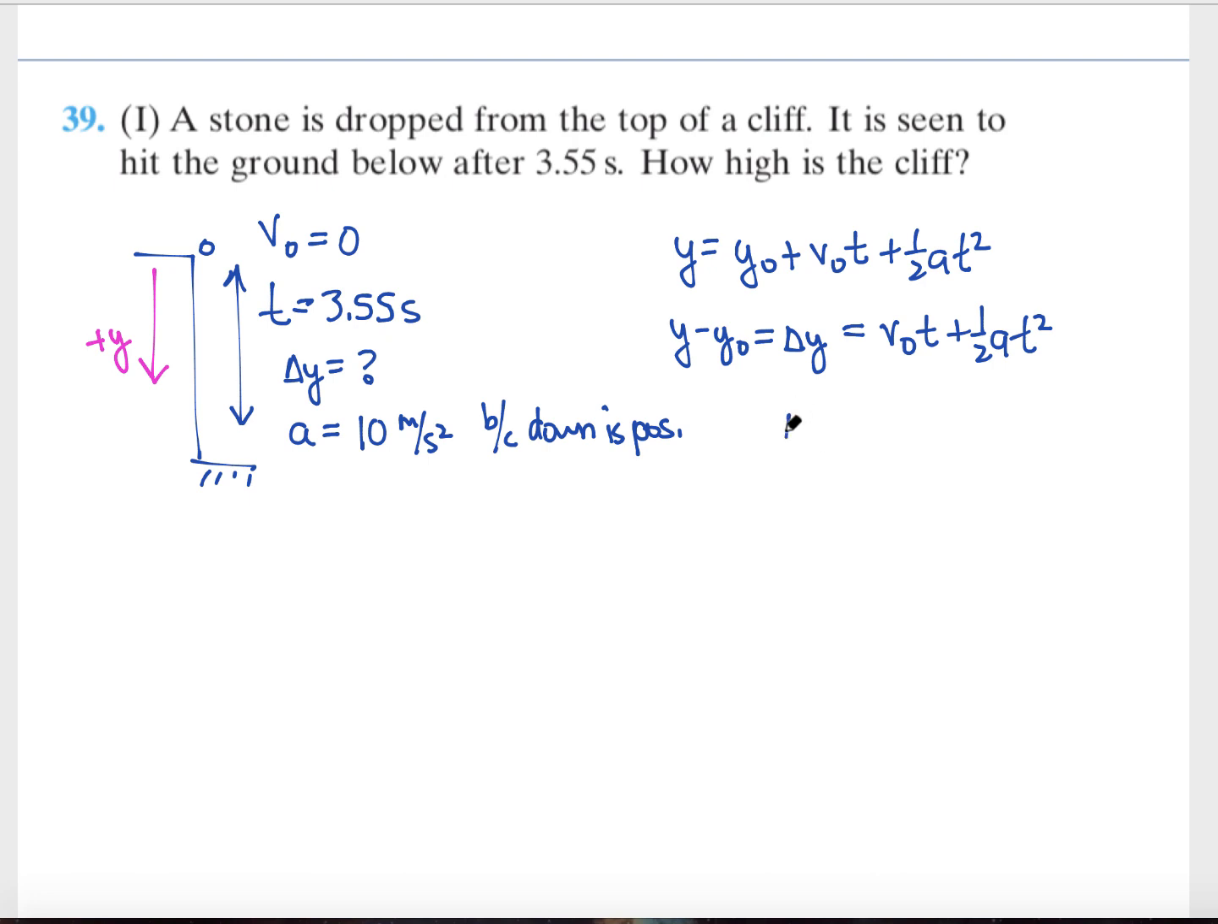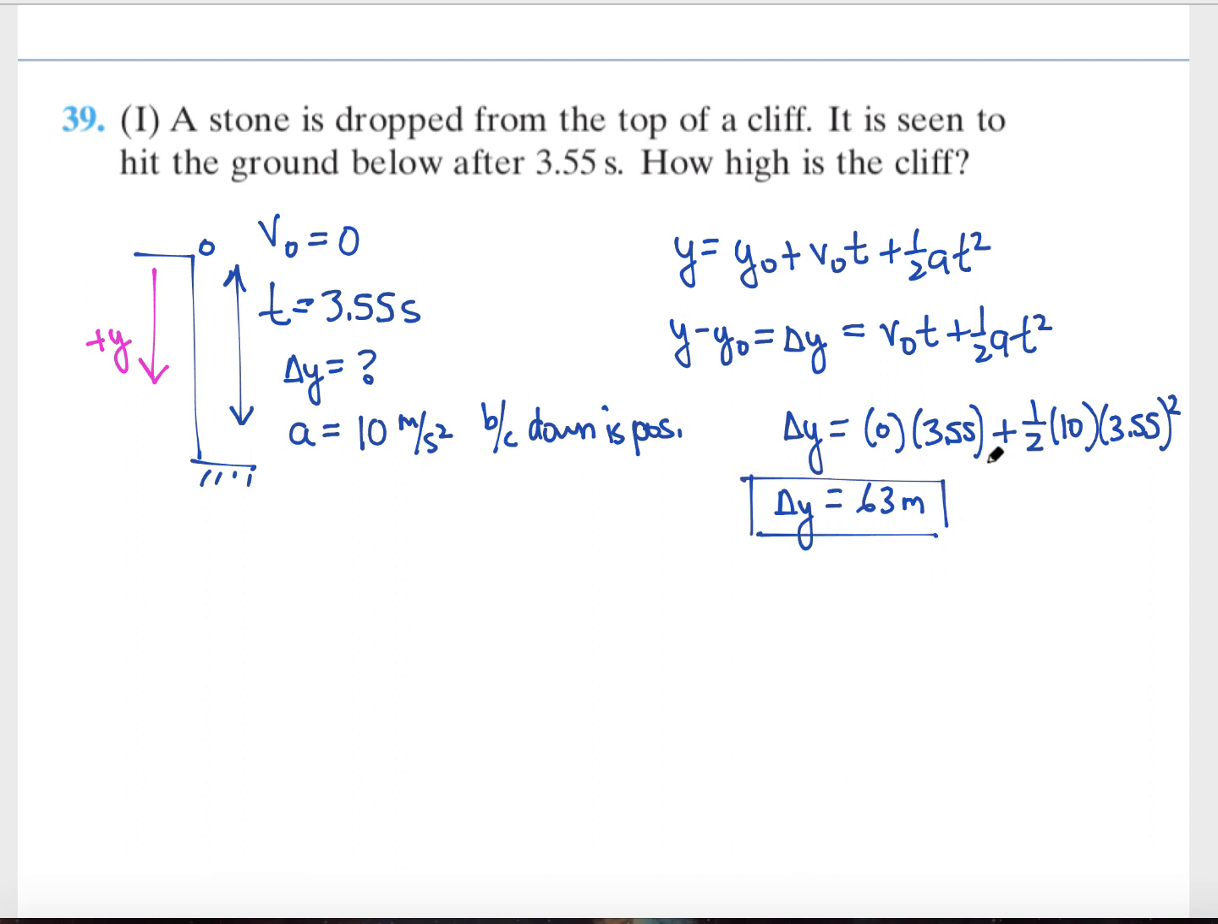So now I can just substitute in my values. So v naught is 0. That's nice. Our time was 3.55. Doesn't matter because that's 0. Plus 1/2 times my 10 that I'm using times my 3.55 seconds squared gives me a height of approximately 63 meters. Now, if you use 9.8, you're going to get something slightly different, and the book may say something slightly different. And that's okay, because in AP, you can use either 9.8 or 10 for the acceleration due to gravity.